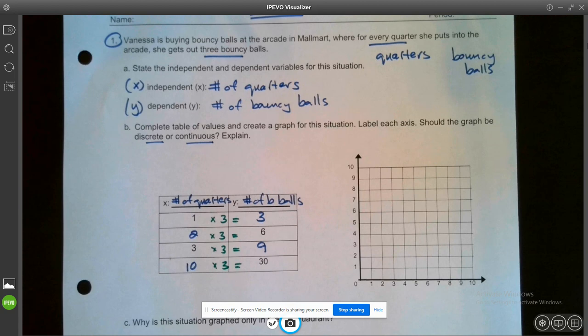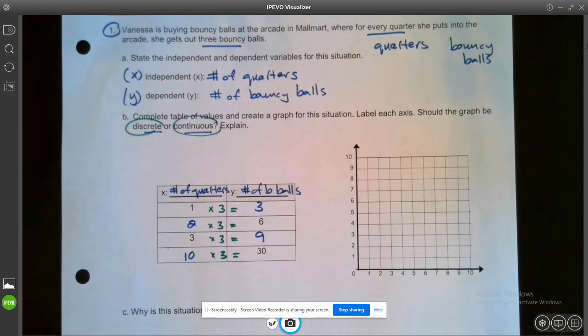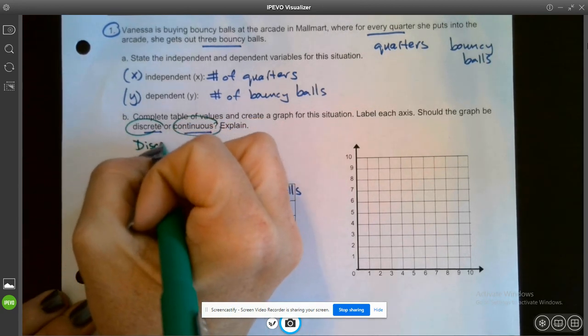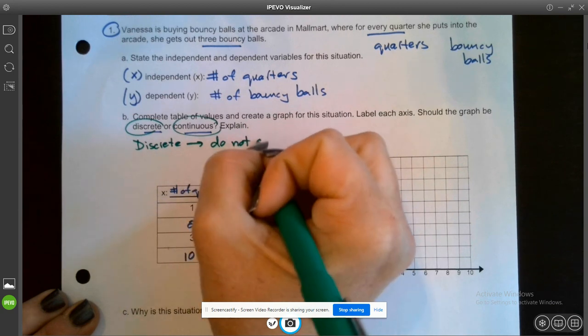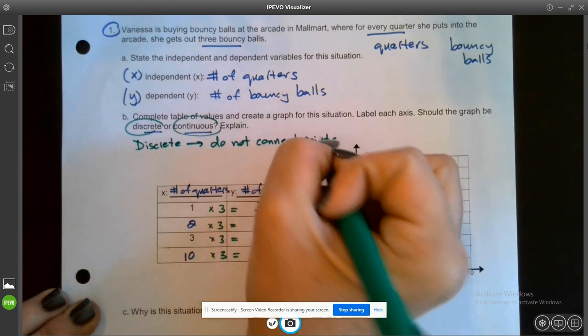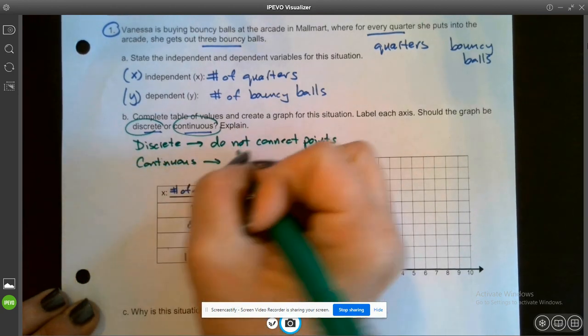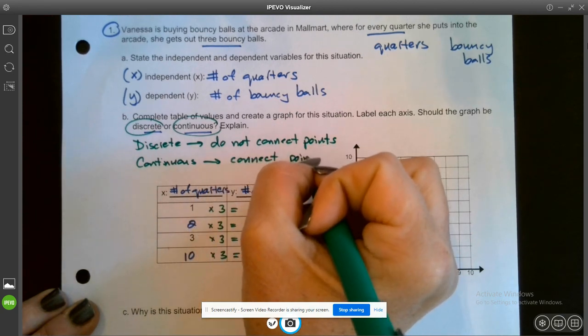It also makes sense. If you have 0 quarters, you'd have 0 bouncy balls. So it's got to go through the origin. But anyway, let's go back to this. They're talking about discrete and continuous. So now we got to remember what those actually mean. And remember that discrete is you do not connect points, okay? And then continuous is exactly what it sounds like. You are going to connect the points. So do connect data or points, I guess we can call it.